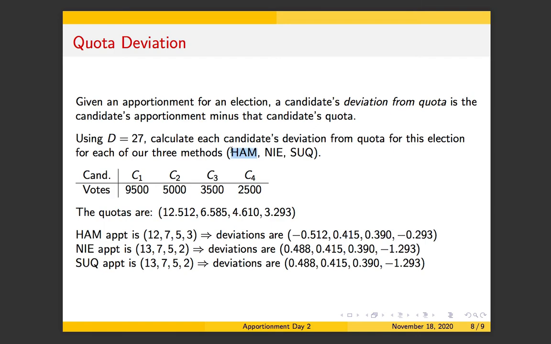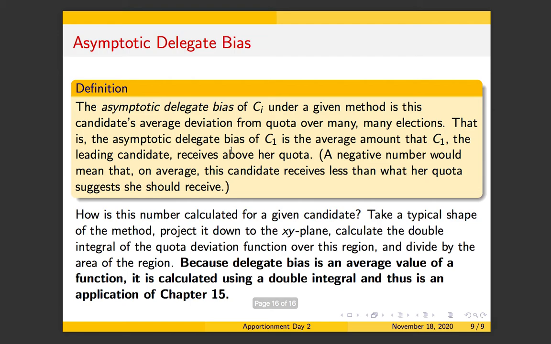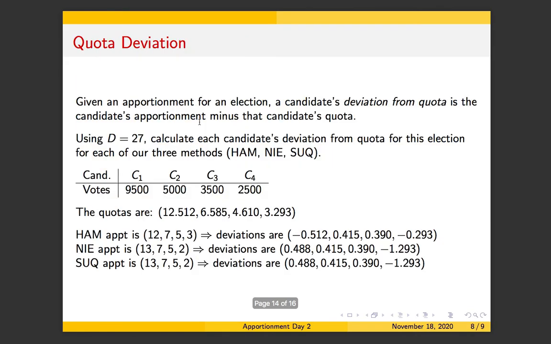Okay, so again, the big question here is like Hamilton's method. Does it favor the leading candidate or not? Does it favor or punish the bottom candidate or not? How would you answer a question like that? The answer is chapter 15. So you figure out a deviation from quota function and then take an integral and divide by an area, but mainly take an integral. And then you'll learn if a given method is favoring or disfavoring a particular candidate. And again, it's not totally clear if Hamilton's method is biased towards the leader or not. It doesn't seem like it is based on the rule description, but it'd be nice to know.